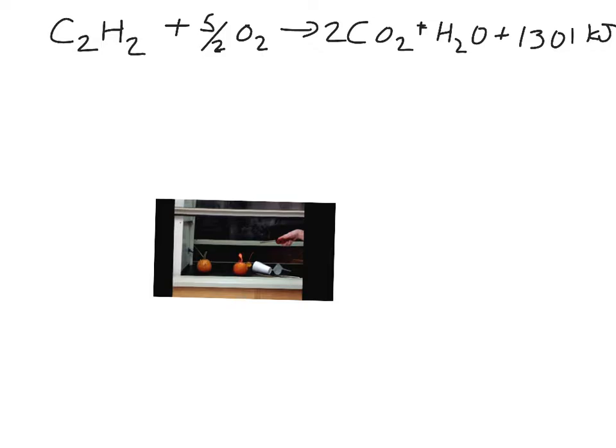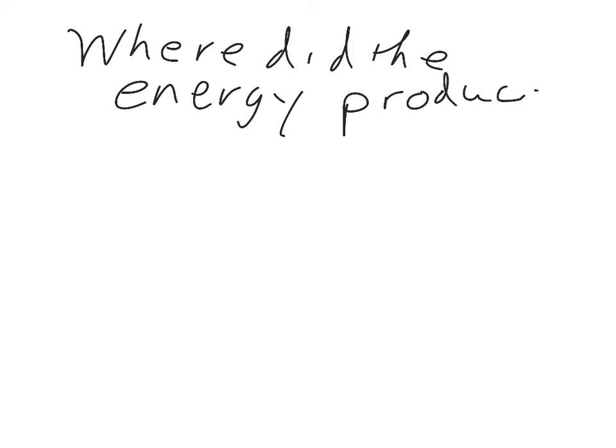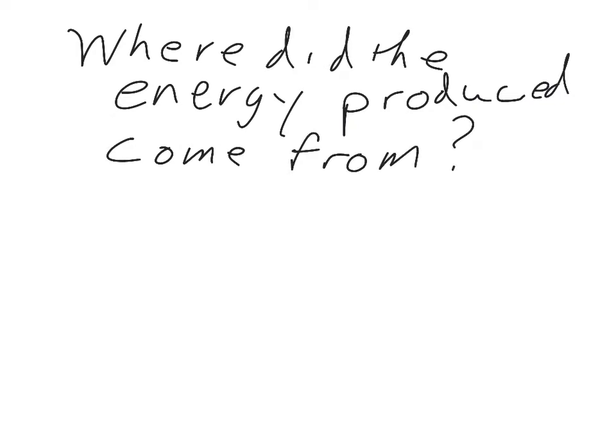Since energy can't be created or destroyed, where did the energy that we observed come from? Remember, energy can't be created or destroyed. So if we released 1,310 kilojoules of energy, where did it come from? Where did the energy produced come from? It came from inside the chemicals.